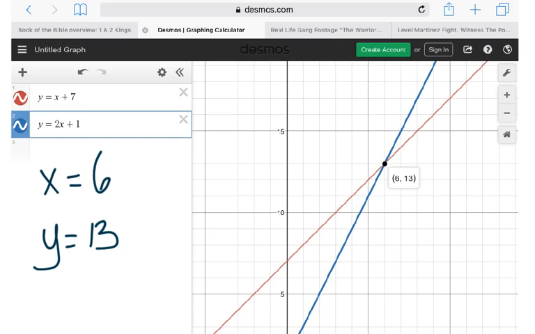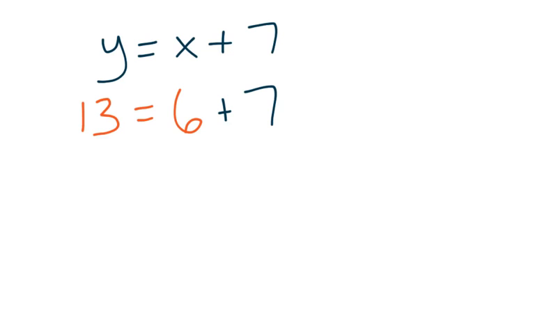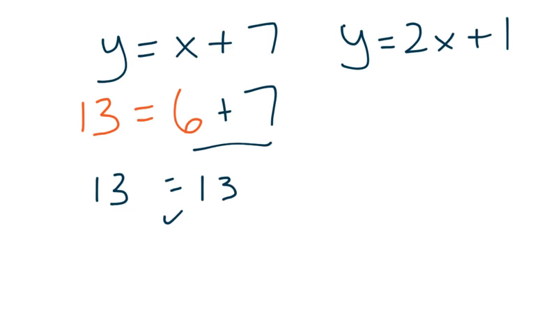So we're going to check this one more time. I'm going to show you another way to check yourself. So my first equation is y equals x plus 7. Well, if x equals 6 and y equals 13, does that work out? Well, 6 plus 7 is 13, and that equals 13, so that one's good. The second equation was y equals 2x plus 1.